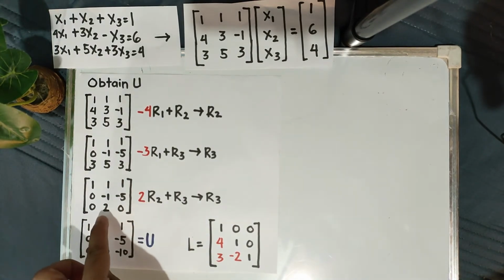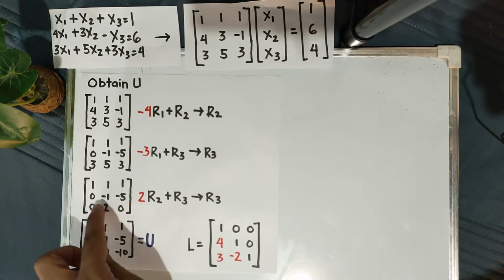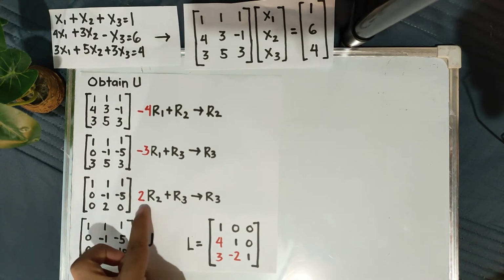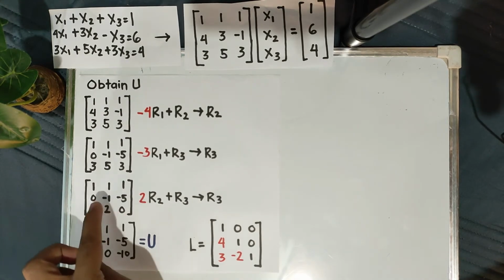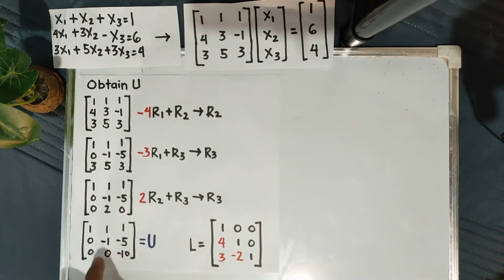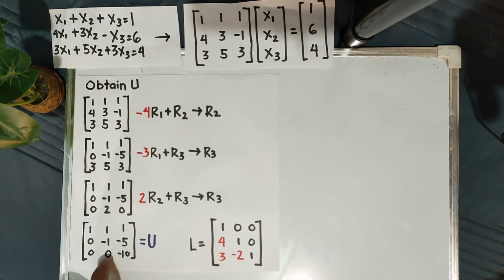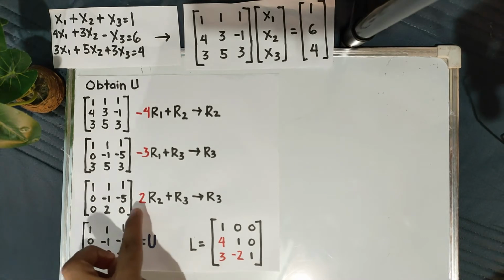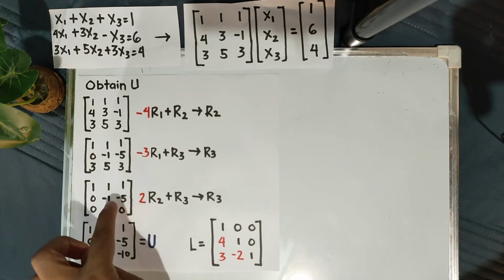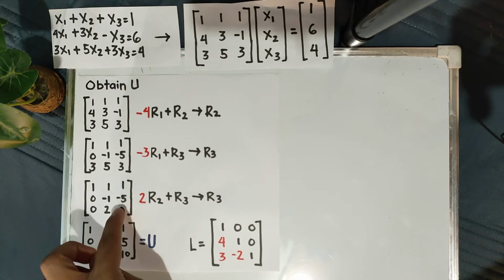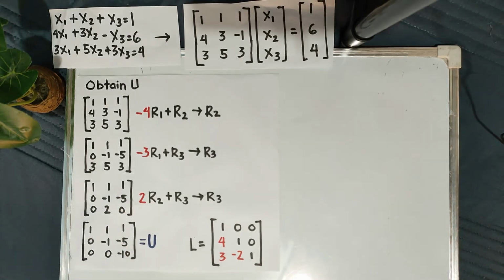Next thing atong himong 0 is kaning 2. Himo na to ni siyang 0. Atong i-multiply sa row 2 is 2. Okay? 2 times negative 1 is negative 2 plus 2, 0. Okay, we got the 0. Next, 2 times negative 5 equals negative 10 plus 0 is negative 10. So now we have obtained our U and na-obtain na po nato atong L.